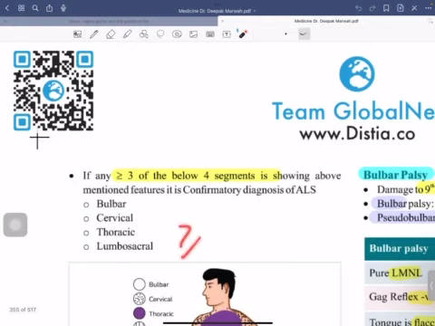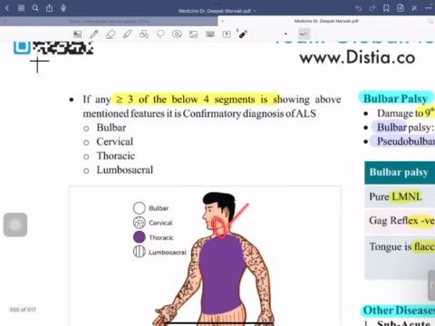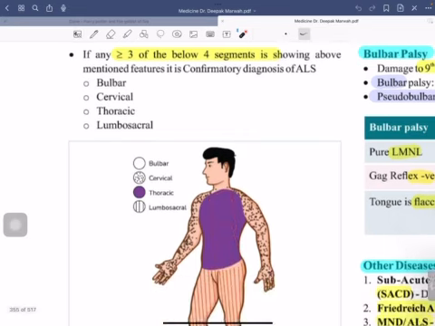If three or more of the below four segments are showing the above mentioned features, then it's confirmatory of amyotrophic lateral sclerosis. So there can be bulbar, where the patient can't eat, can't drink, can't swallow. Cervical, where there will be weakness of the arms and of the diaphragm. Thoracic can be present, lumbar can be present, which affects the legs and everything.